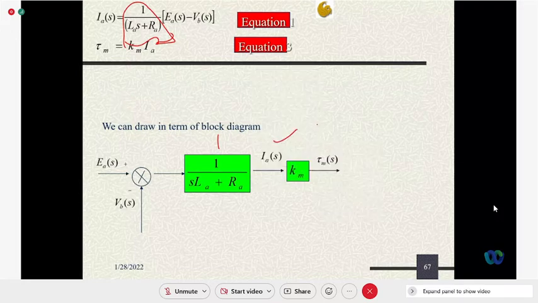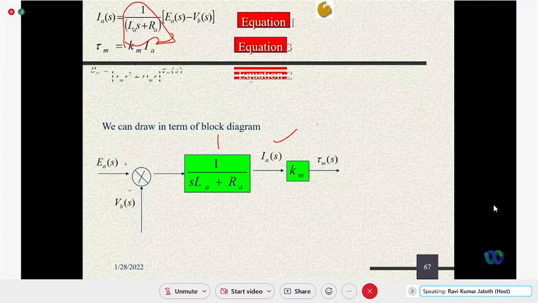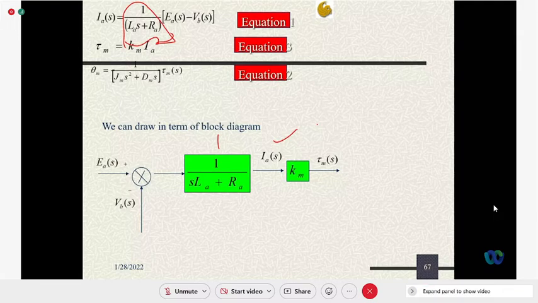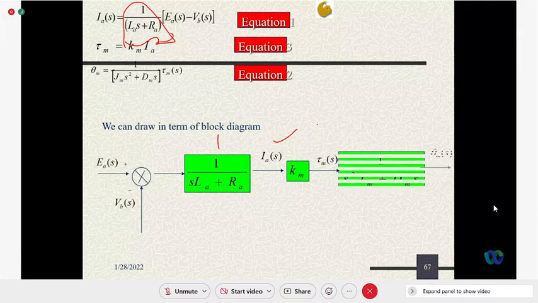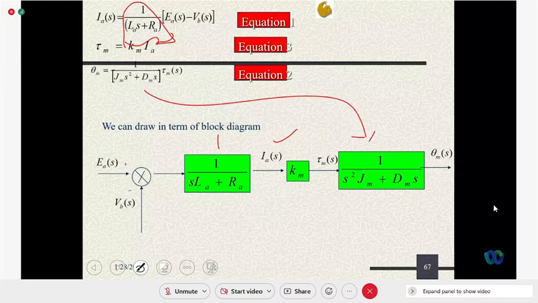Then motor torque is what? Input. Output is angular displacement. How are they related from equation number 2? This I am representing in the form of a block. All right. Here load torque is not considered.